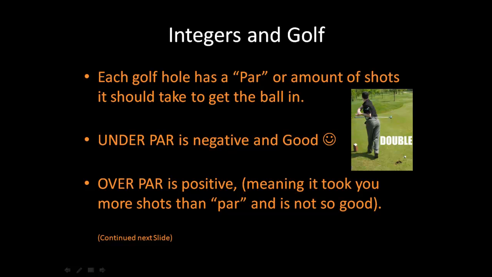Integers in golf. Each golf hole has par, which is the number of shots it should take to get the ball in. If you take less shots than this, you're going well, and that's called under par. That's negative, and that's actually good. Over par is positive. For example, if a hole was supposed to take 4 shots, but it took me 6 shots, well then I've gone 2 shots over par.